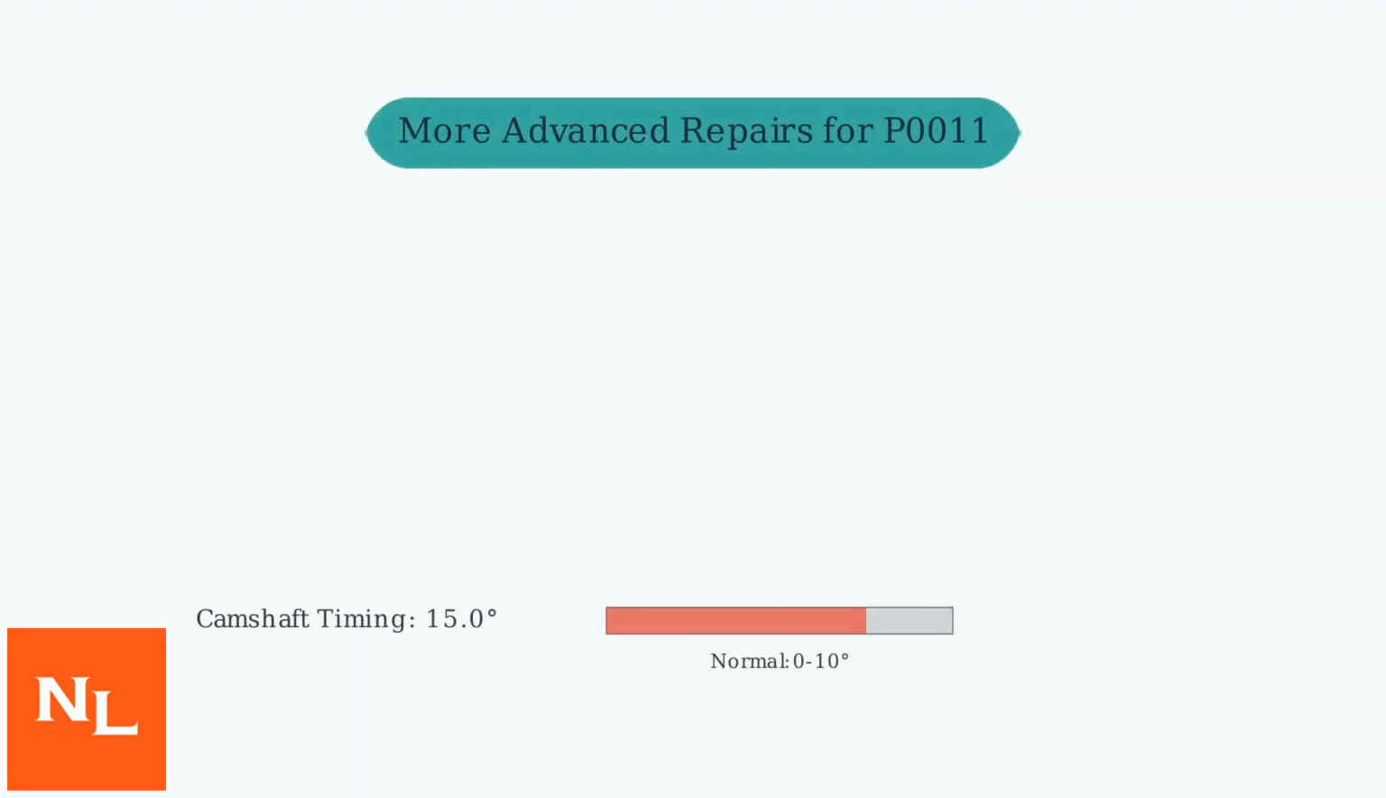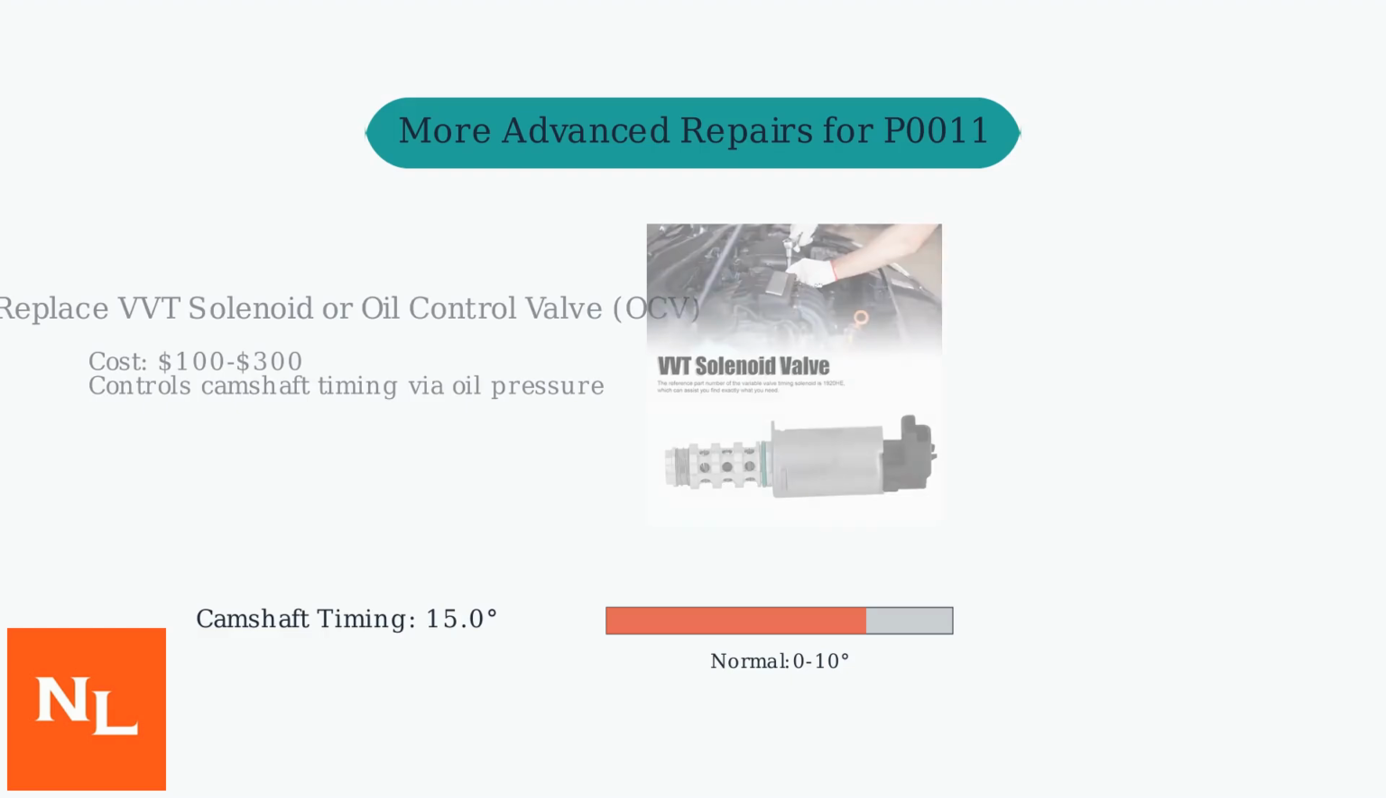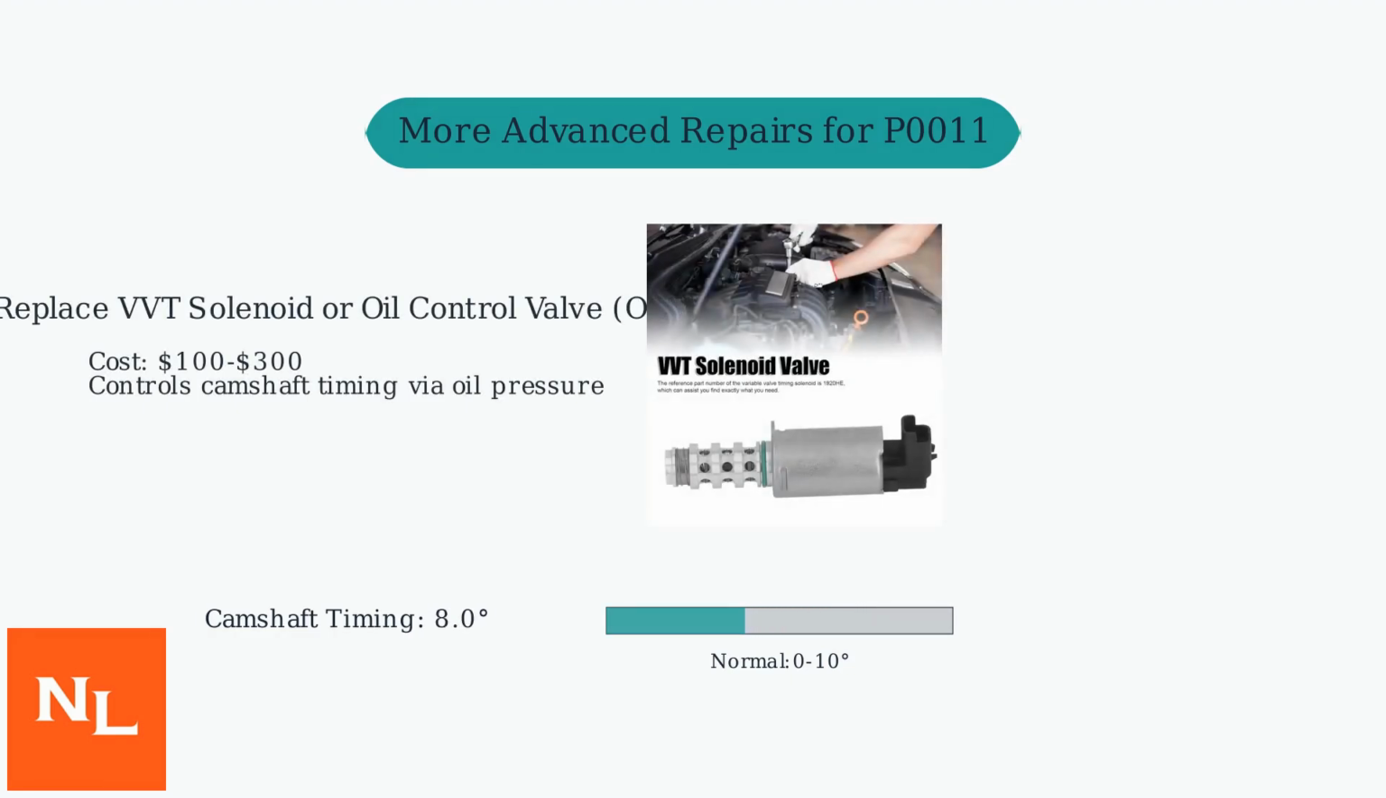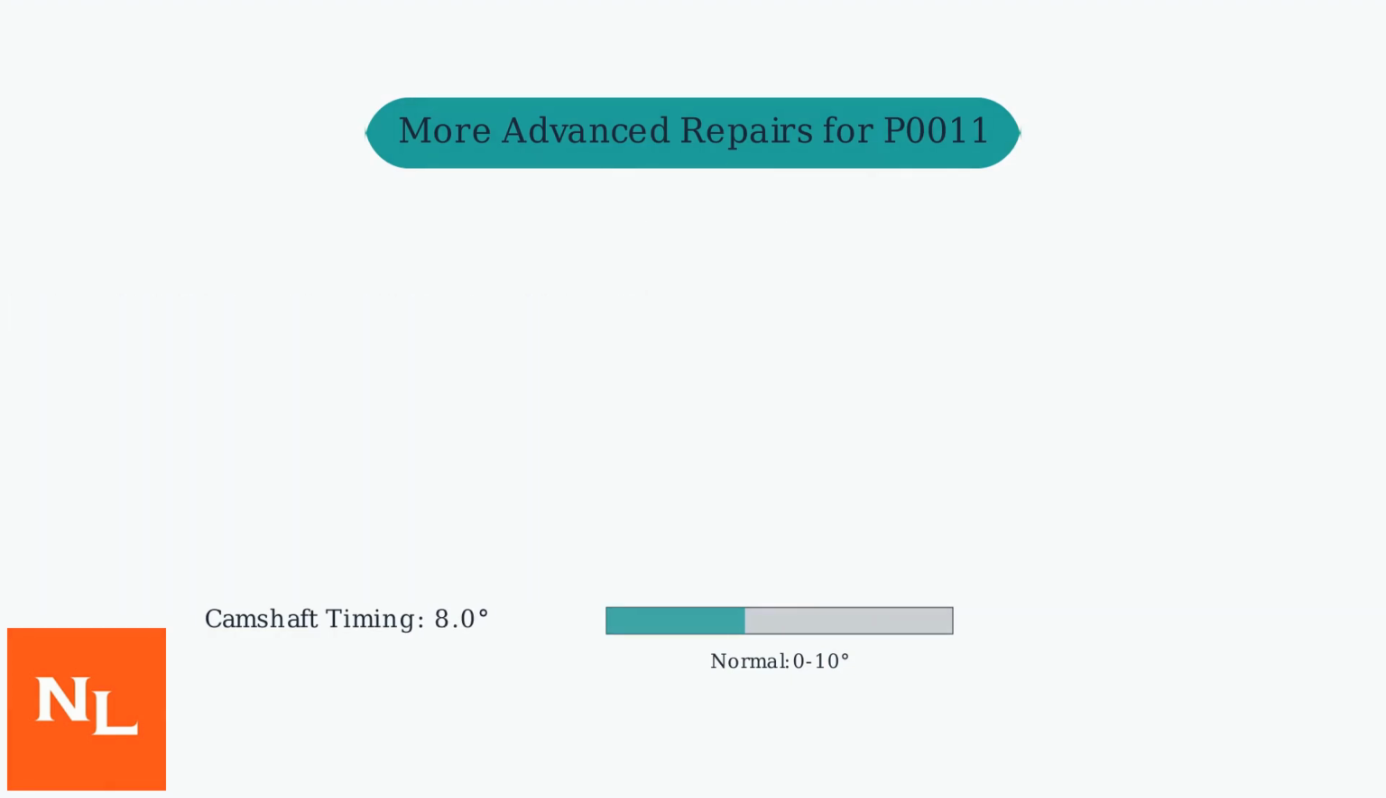If an oil change doesn't resolve the P0011 code, more advanced repairs may be necessary. The camshaft timing is currently over-advanced, beyond the normal range. First, replace the faulty VVT solenoid or oil control valve. These components control camshaft timing through oil pressure and typically cost between $100 and $300.